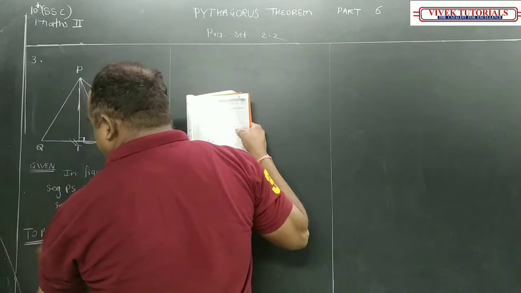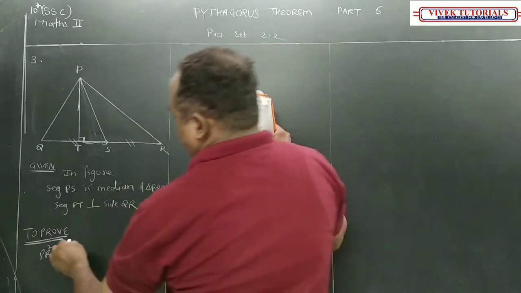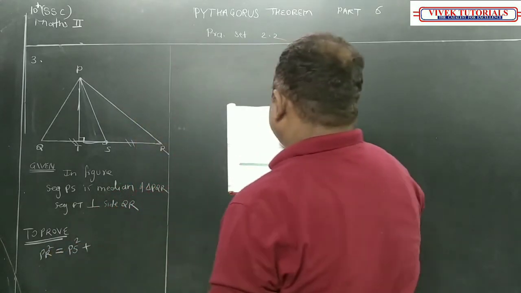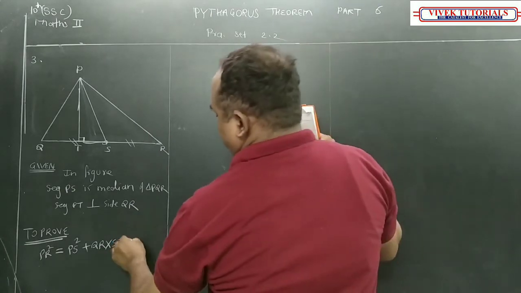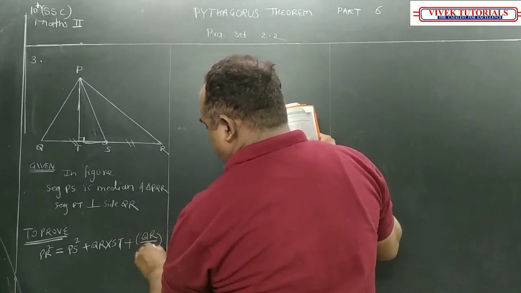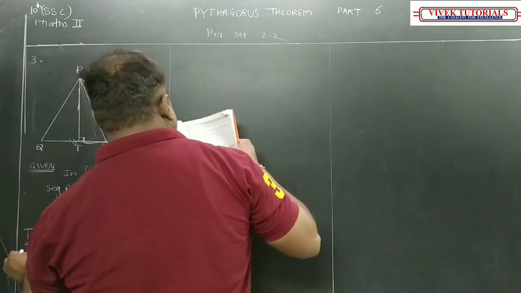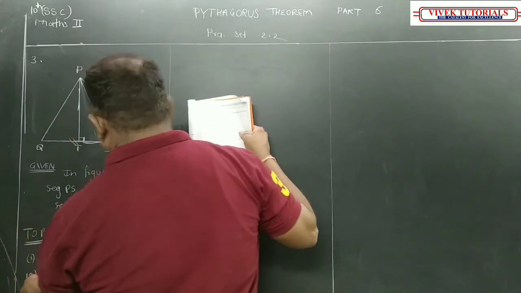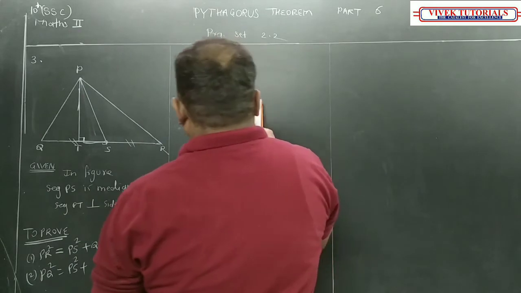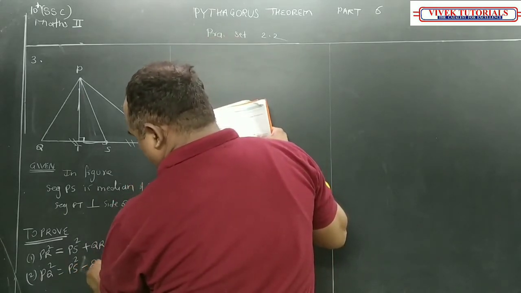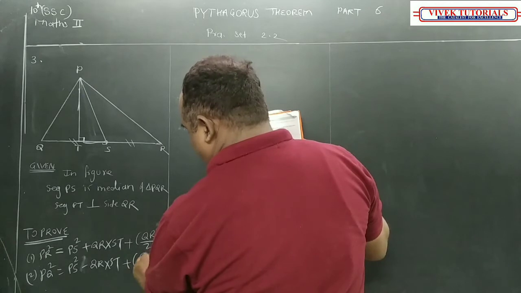And what are they asked to prove? They are asked to prove that PR square is equal to PS square plus QR into ST plus (QR upon 2) the whole square. And the second one is PQ square is equal to PS square minus QR into ST plus (QR upon 2) the whole square.